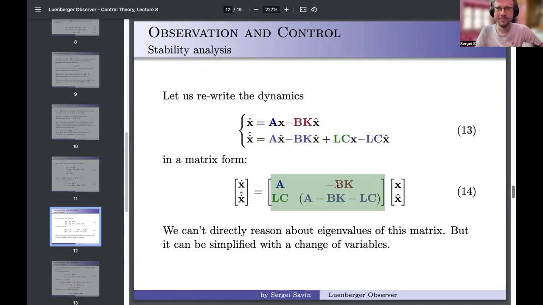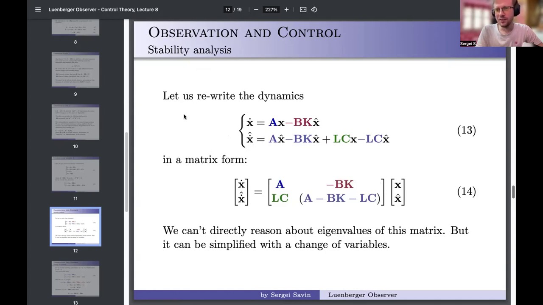Okay. But is there a global task to find such K and L that will make our system stable? K and L, yes, we want to find K and L that would make the system stable. Is correct. Okay, thank you. I hope this part will become clearer in just two slides. In just two slides, it will become clear.